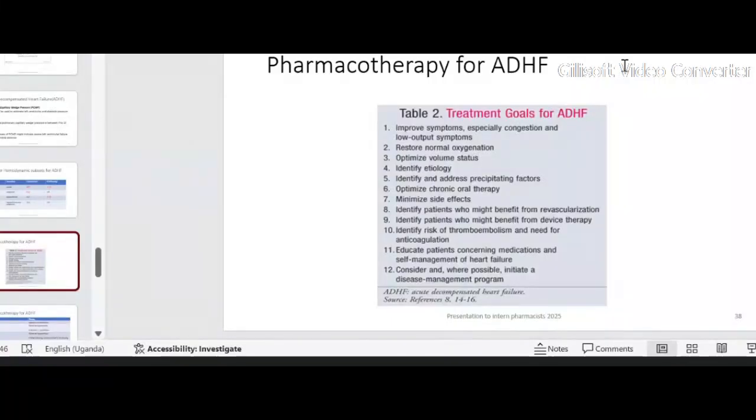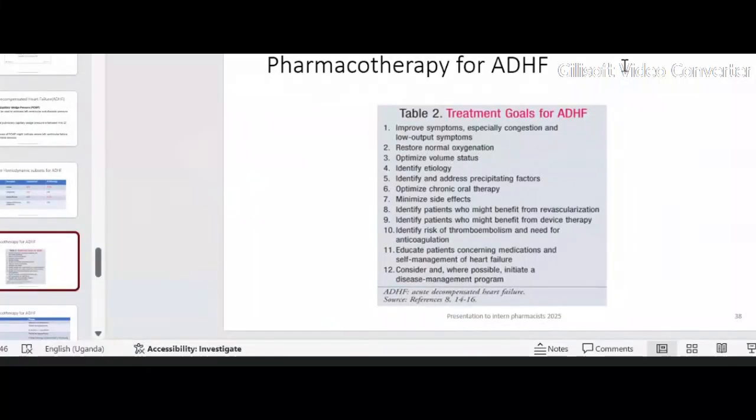Minimize side effects of drugs. Optimize chronic oral therapy. That is the GDMT we're talking about. Identify and address precipitating factors. Okay, you should find out why your patient got decompensation. There's always a reason. It can be infection.